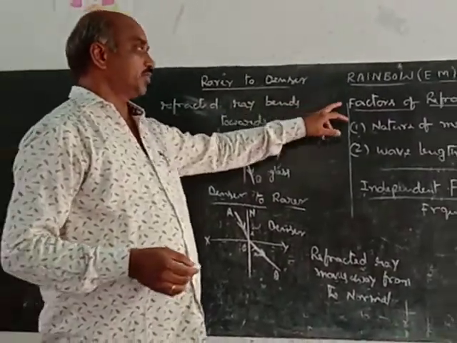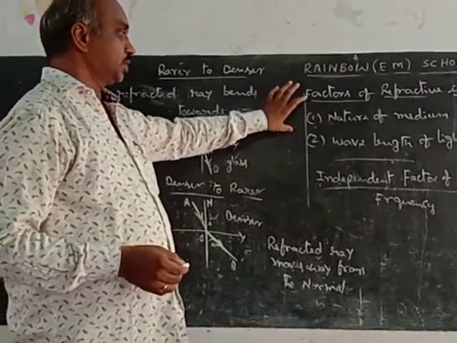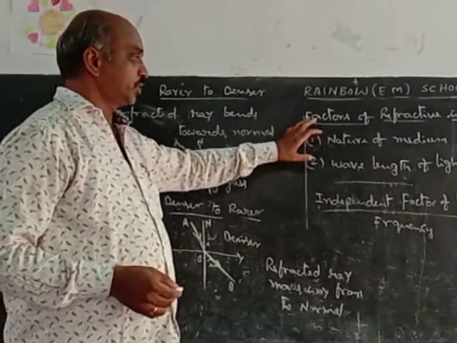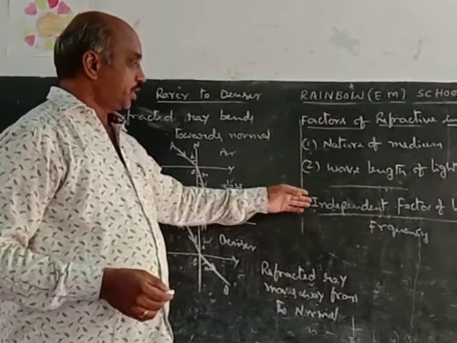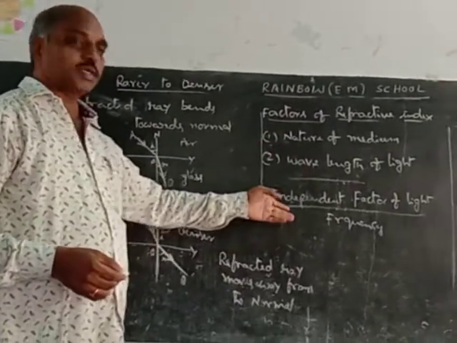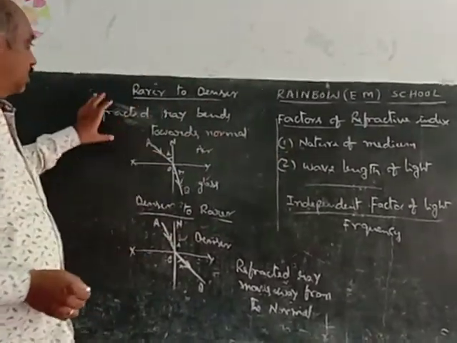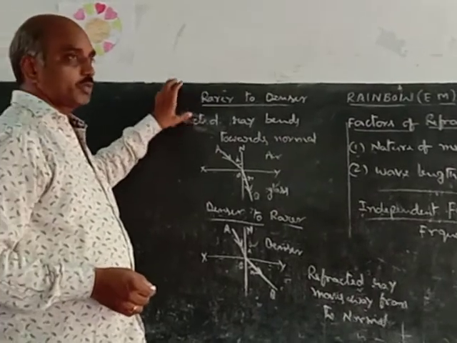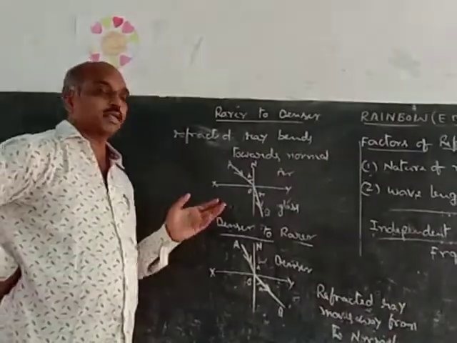Here factors of the refractive index, only 2 factors: the nature of the medium, second one is wavelength of the light. Independent factor of light means that is the frequency. Another 2 points: light ray travels from rarer to denser medium and denser to rarer.